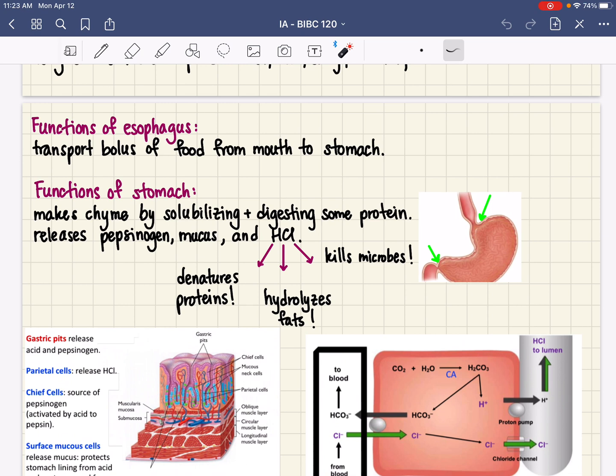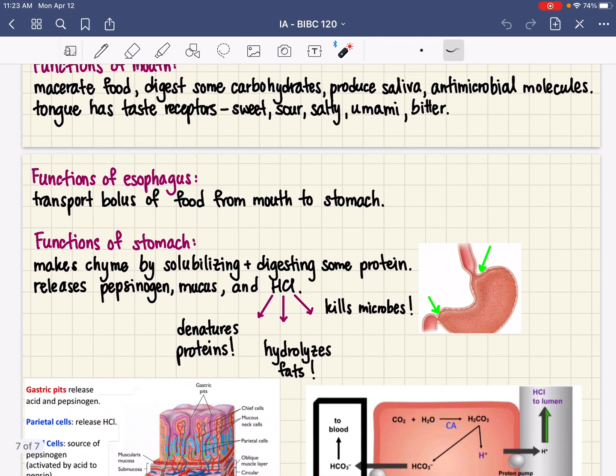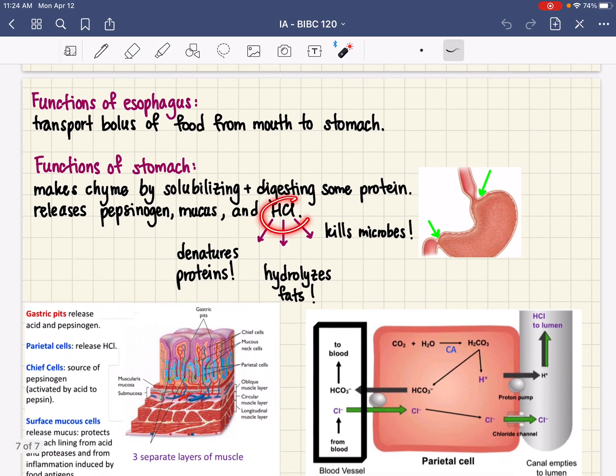Hydrochloric acid does a few things. It denatures proteins, unfolds proteins, allows them to be digested further on. It hydrolyzes fats, breaks down fats, and it also kills microbes, right? So if the microbes went past the antimicrobial stuff in the mouth, then the HCl is definitely going to get them in the stomach. Okay? And HCl is also responsible for turning the pepsinogen into its active form, pepsin.